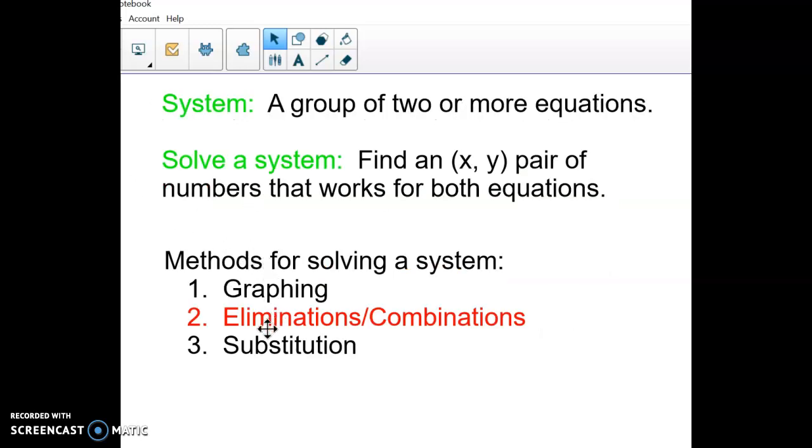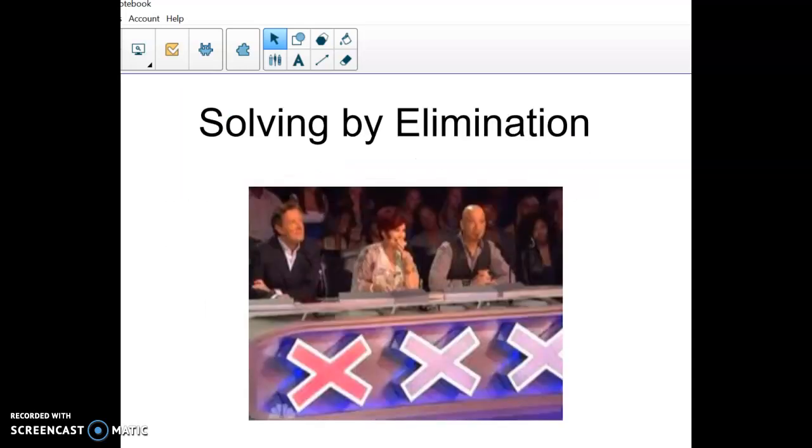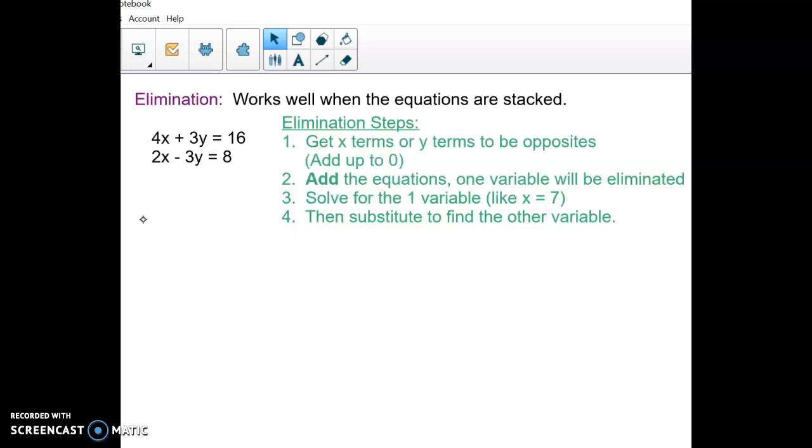All right, and we're going to learn our second method today called elimination or combination. And you'll see why it's named that here in a second. This method works pretty well when the equations are stacked up like this, so they're both in standard form. And here are the steps. If you want to write down these steps, you can. Honestly, I think it's better just to have the example questions and the work that goes along with them, but if you want to write down the steps, you can.